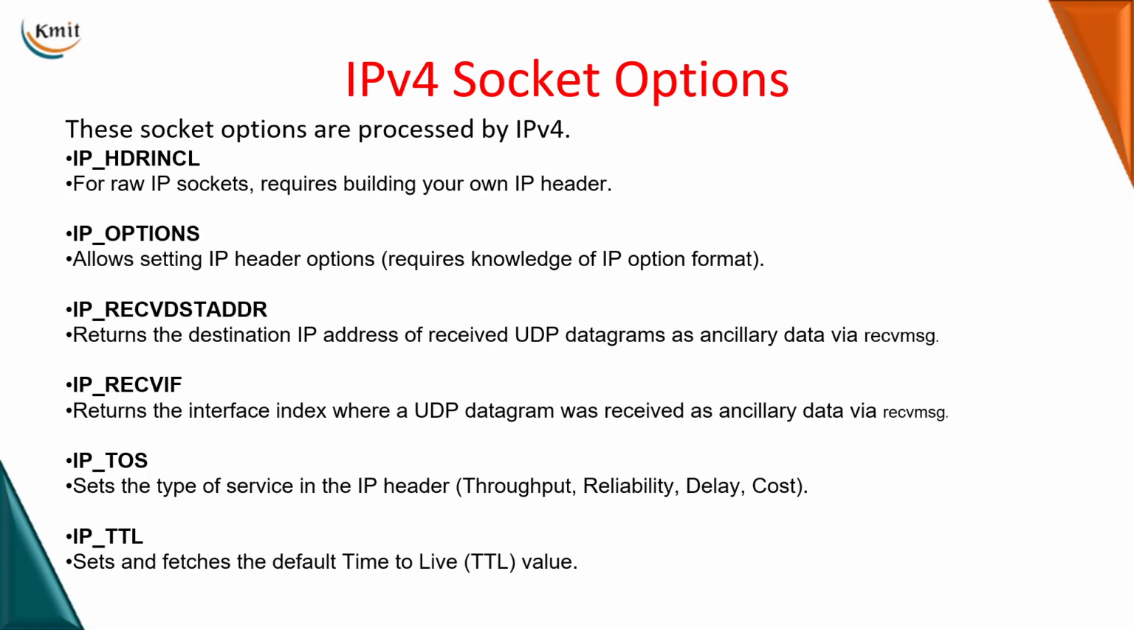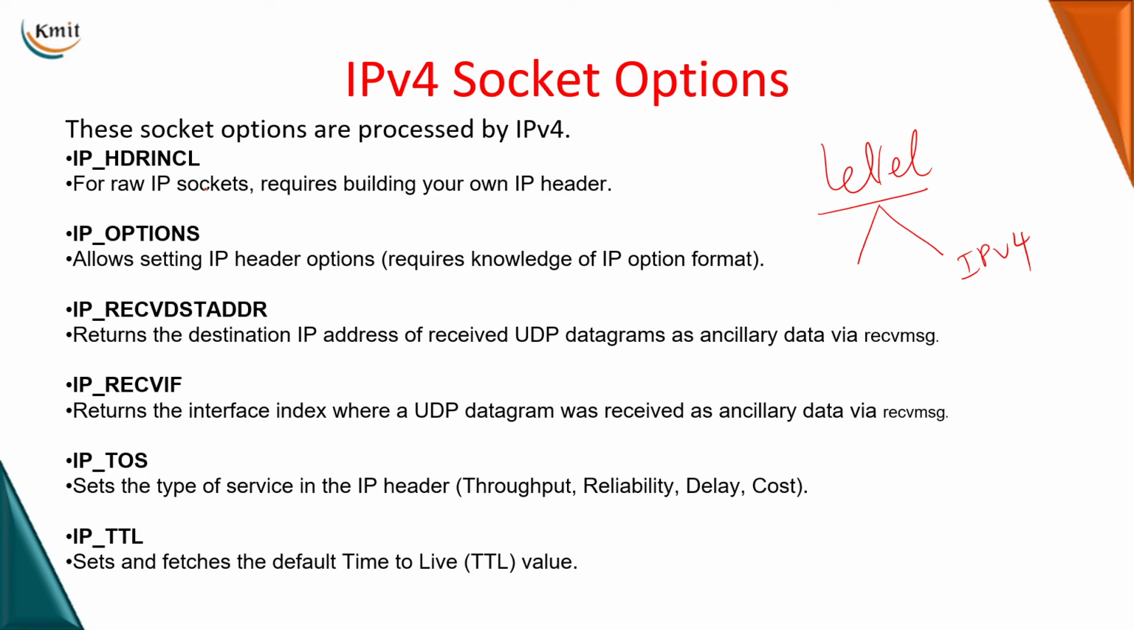Then we have, as I told you, that the level field specifies whether it is a general socket option or the option is specific to a particular protocol like IPv4. So we have IPv4 socket options here. These socket options are processed by the IPv4 protocol. That is why they are named IPv4 socket options. If you look back to the IP datagram format, there we had some options, IPv4 options. These options are set using these socket options.